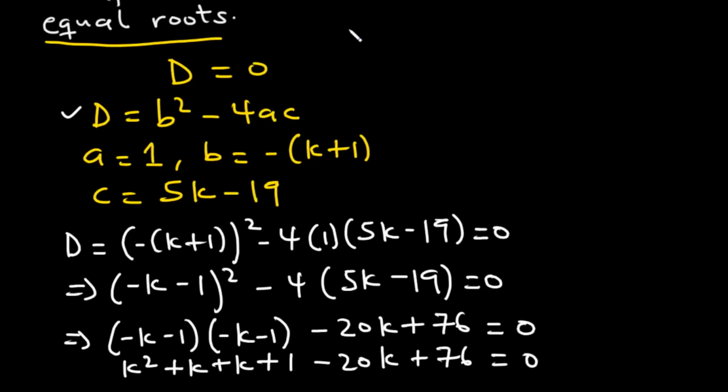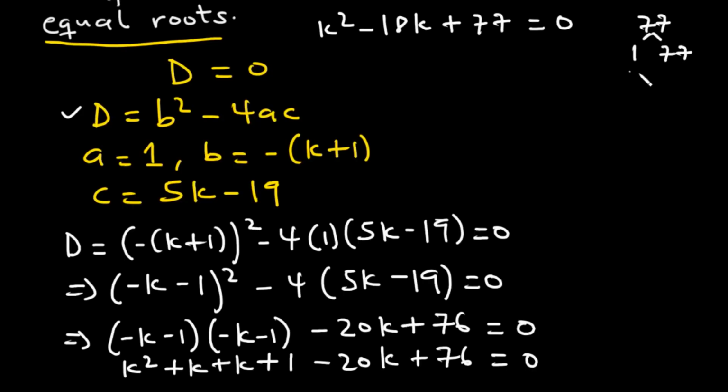So for the next step, we are going to have k squared. Now k plus k is 2k, and 2k minus 20k is negative 18k, and then 1 plus 76 is 77. So we have this equal to 0. Now the coefficient of the k squared term is 1 and the constant is 77. So we need to find the factors of 77 that multiply to 77 and add up to negative 18. Factors of 77 are 1 and 77, and then 7 and 11. So we are going to select this set of values.